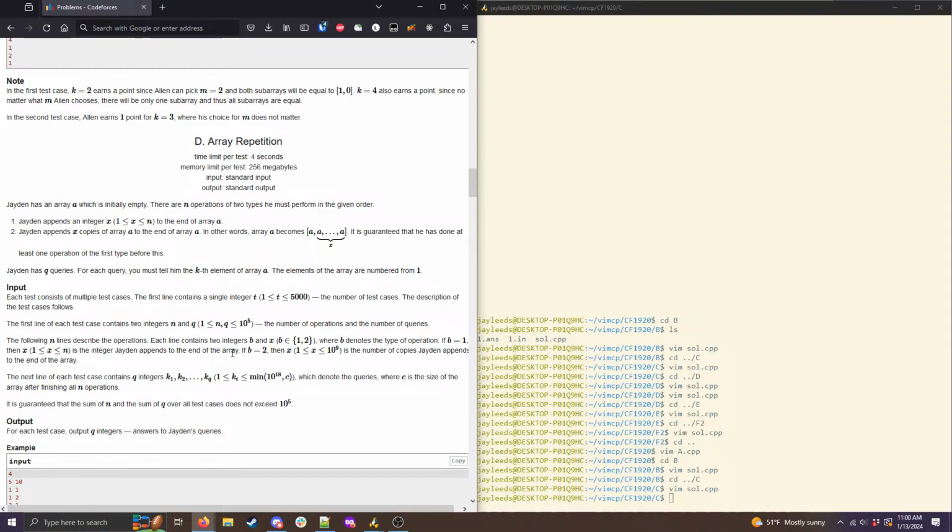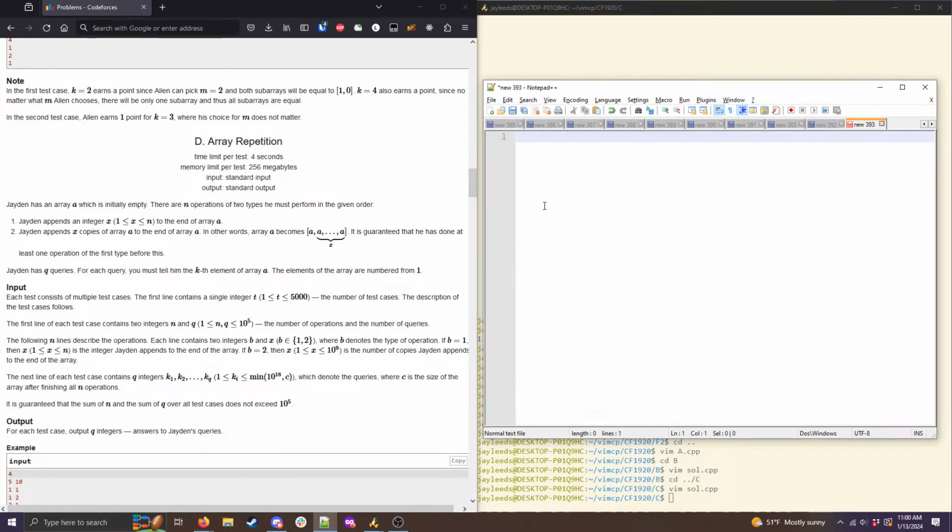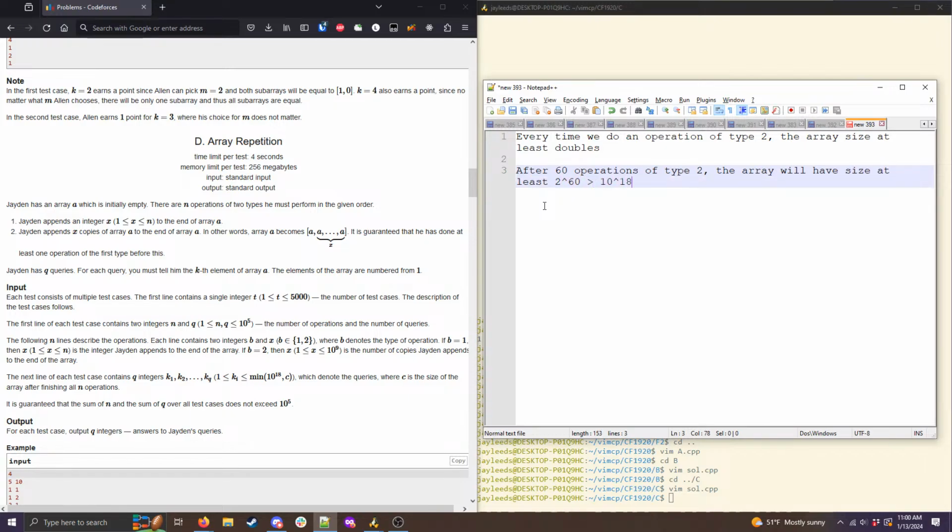Okay, so problem D, we're going to either append an integer or just append a bunch of copies of the array to itself. We have q queries, and for each query, we have to determine the kth element of the array. All right. One quick observation that's pretty helpful for problems like this is that every time we do an operation of type 2, the array size at least doubles. That means after 60 operations of type 2, the array will have size at least 2 to the 60, which is greater than 10 to the 18, which is greater than k for any query k.